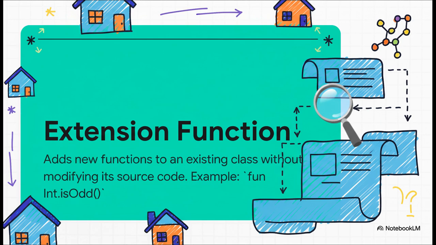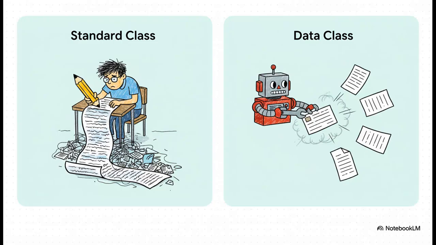It basically lets you bolt on new methods to any existing class without ever touching its original code. And this example here is just mind-blowing. We are adding a new function called isOdd directly to Kotlin's built-in Int number type. We're not changing the original Int class at all, but from this point forward in our code, every single integer suddenly knows this new trick. It's incredibly powerful.